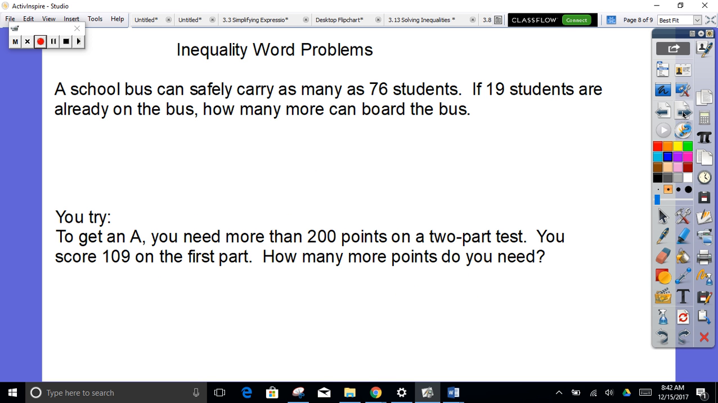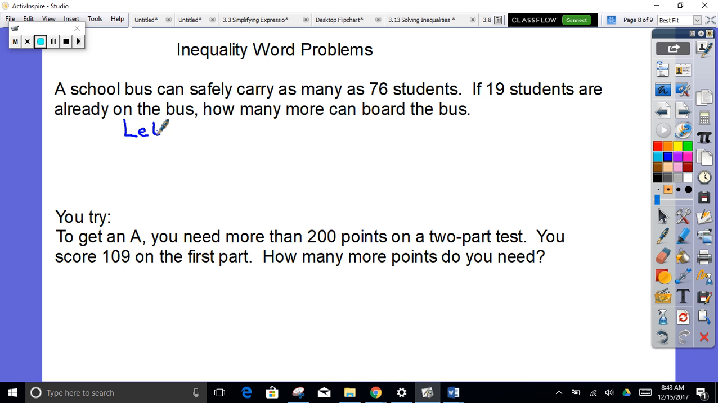Okay. A school bus can safely carry as many as 76 students. If 19 students are already on the bus, how many more can board the bus? So just like we do for equations, we first have to define a variable. So who wants to say what our variable could be? Grace? S. What's S going to stand for? How many more students can be given.